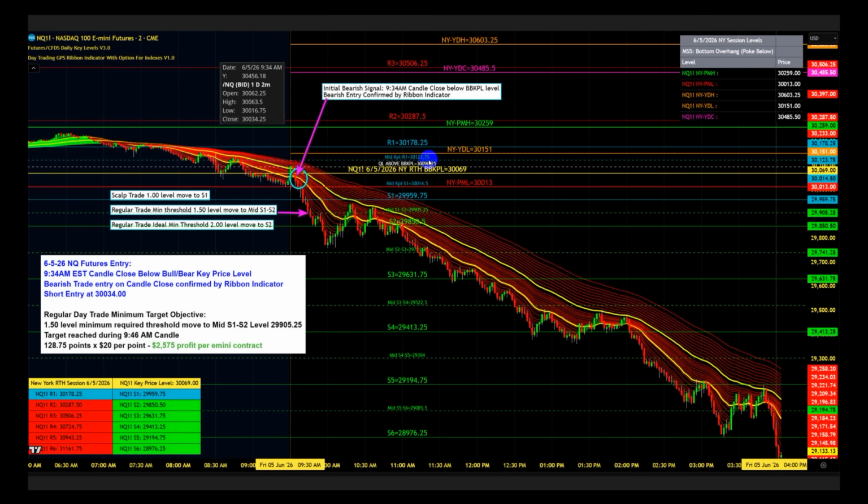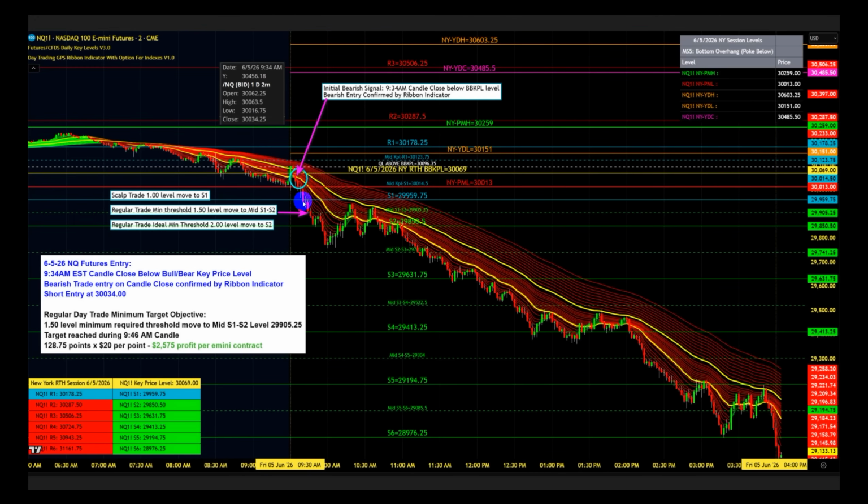The profit target framework is straightforward. For a scalp trade, the target objective is a one-level move in your favor. For a regular day trade, the target objective is either a minimum 1.5 level move or the ideal 2-level move in your favor. Since this was a bearish trade triggered from the BBKPL level, the scalp target was the S1 level. That target was reached during the 9:40 a.m. candle.